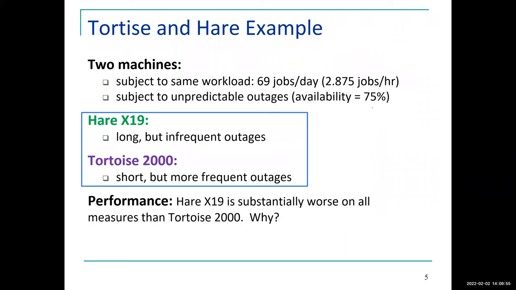The performance shows that the X19 is substantially worse on all measurements than the Tortuous 2000. The answer for this question: variability. So the performance is going to show that the X19, even though it has long but infrequent outages, will be performing worse than the one that has more outages but are shorter in time.